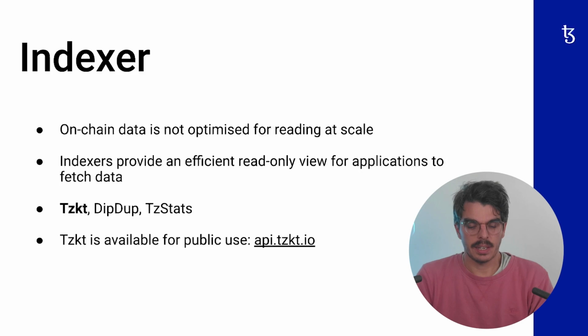So this slide provides a couple of bullet points that summarize what we were just saying, and it also introduces 3 different indexers that index the Tezos blockchain. One of them is tzkt, one of them is DipDup, and one of them is tzstats. But there's various others as well. But in this episode, we're going to focus on tzkt.